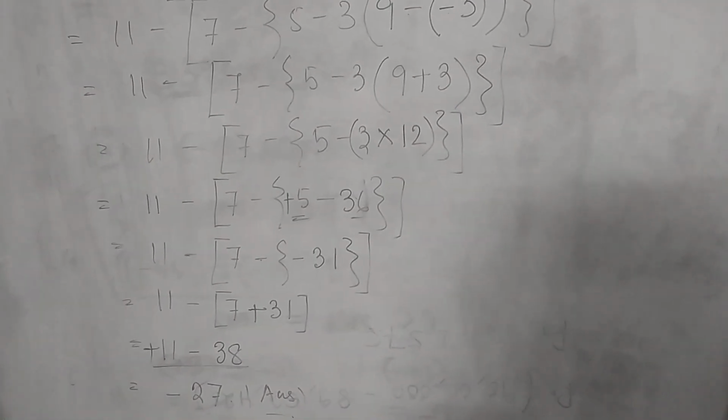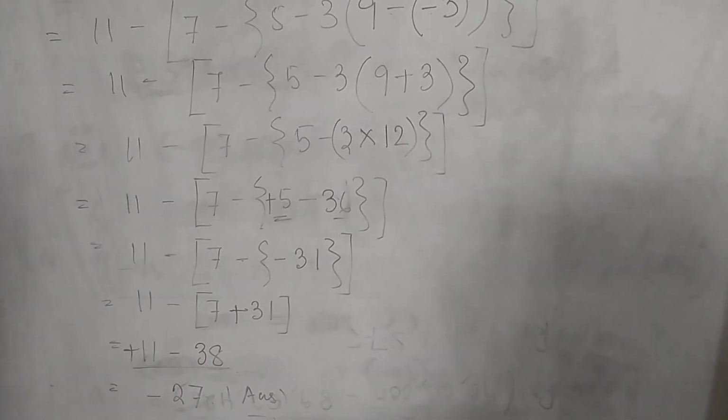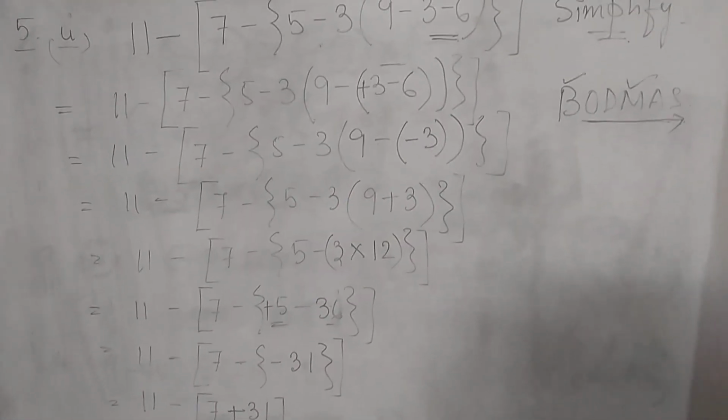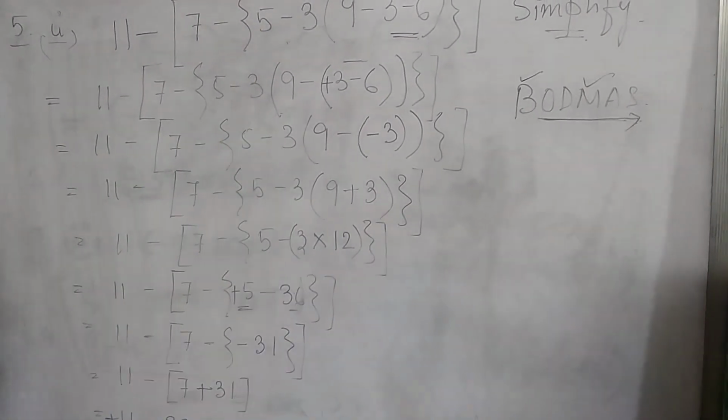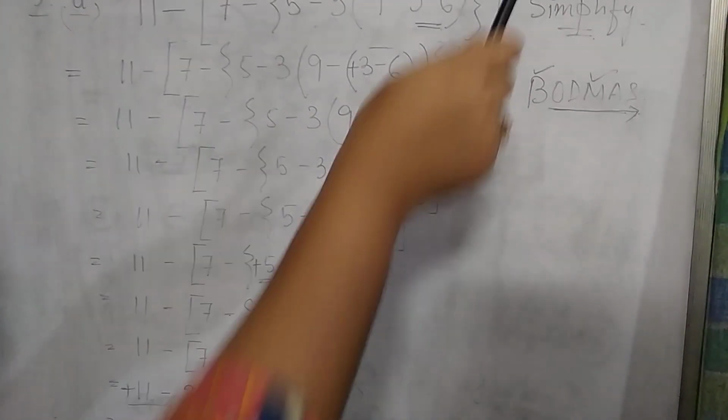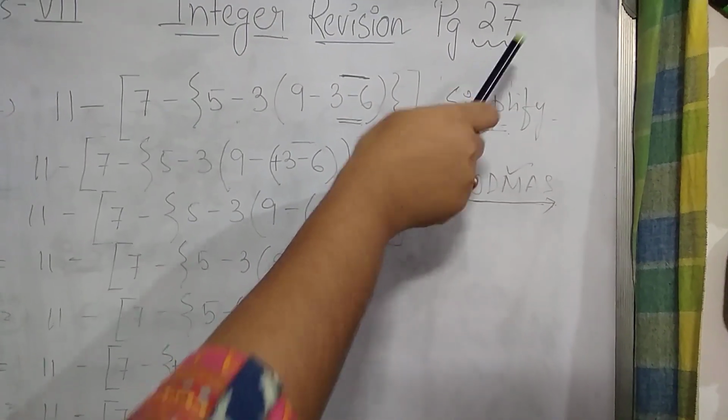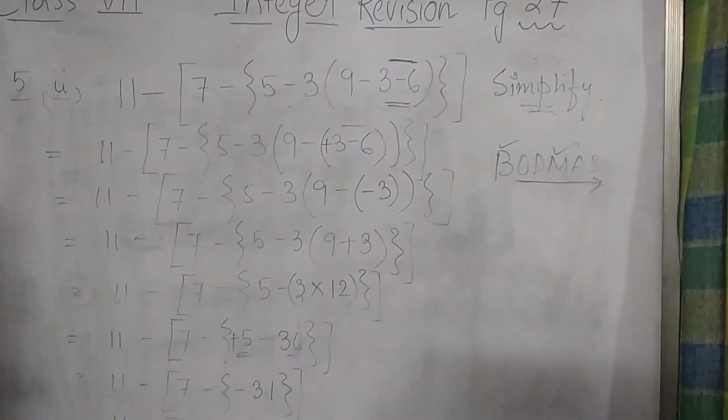So this is it for this revision class. From the next class, we will be shifting to the other operation and the next chapter. So do the remaining sums of page 27 and submit it as homework.